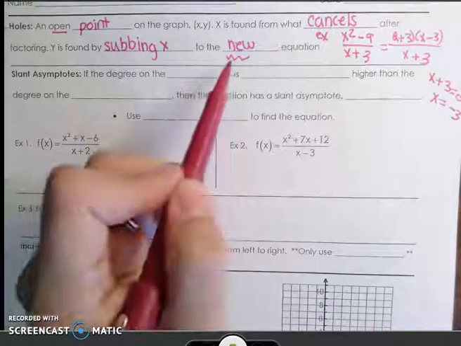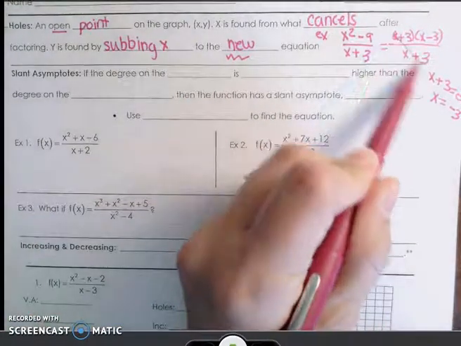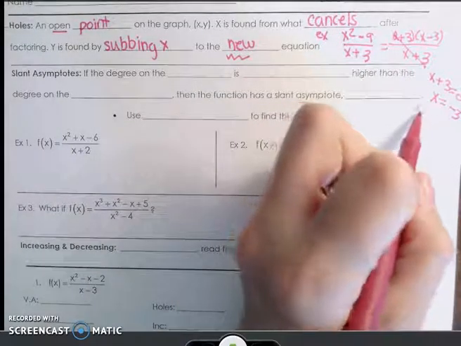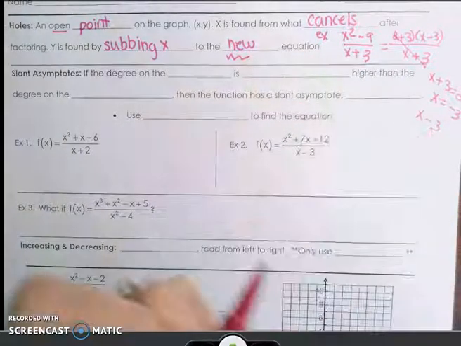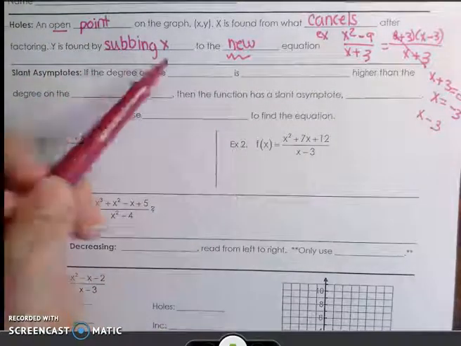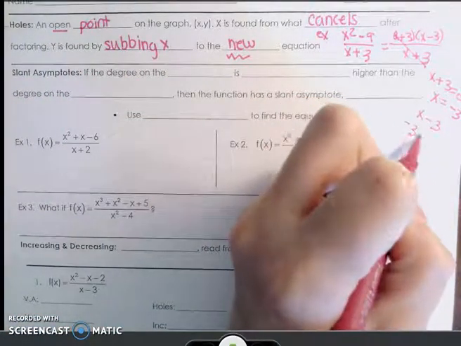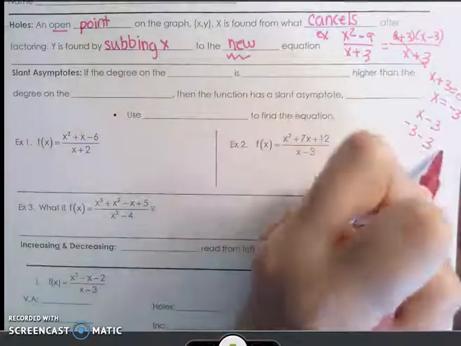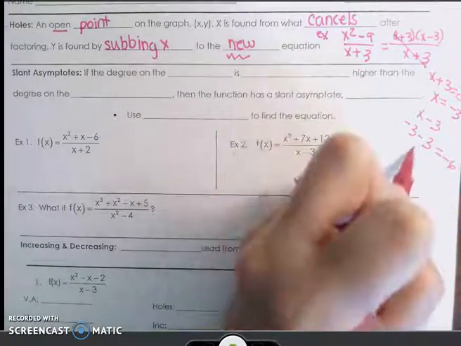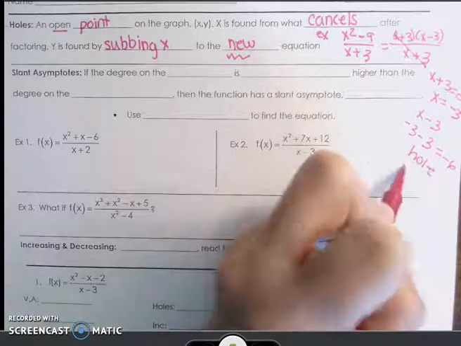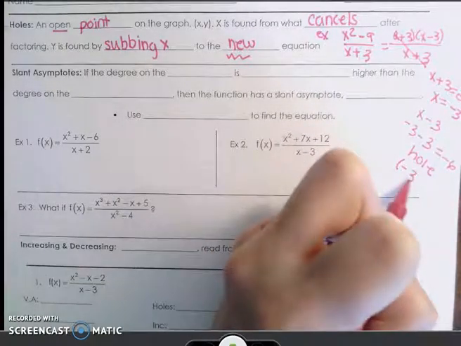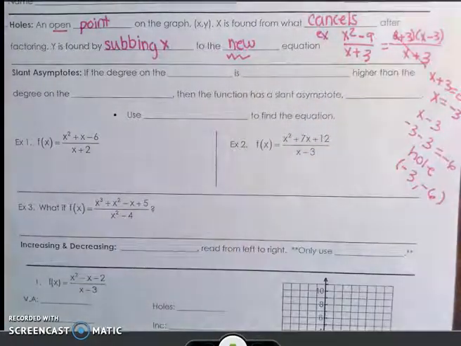Then you take your new equation, or the simplified one where this had canceled. You're left with x minus 3, and it says to sub x into the new equation. So if this is your value for x, negative 3 minus 3 would be negative 6. So the hole in the graph would be at (negative 3, negative 6).